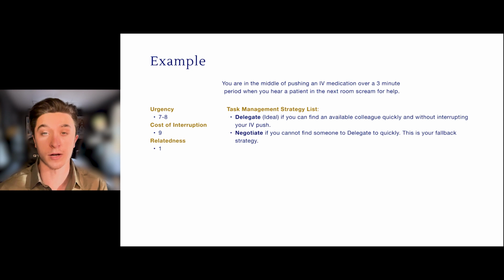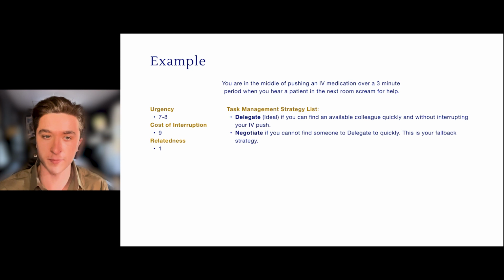Now, in this situation, we only delegate or negotiate. So you may think that no recovery strategy is necessary because the primary task was never interrupted, and this is true, just for the IV push task. However, we may need to understand a bigger picture because even after you finish the IV push, if you attend to the screaming patient after that, you are still interrupting the medication administration process as a whole. So let's look at the bigger picture.